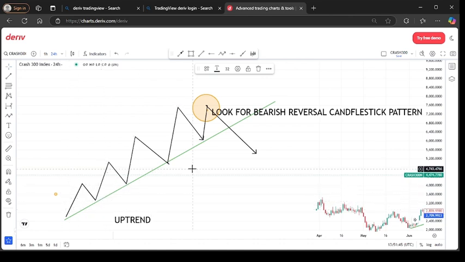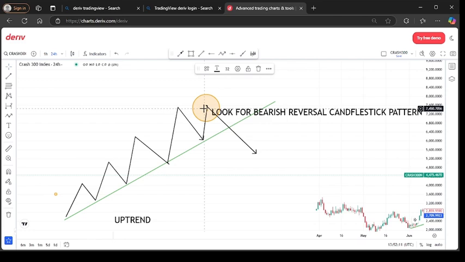So we want to see where price is likely going to break the trend line, where price is likely to violate or intersect with our trend line. As price is moving, as you can see, it's respecting our trend line. It bounces up, then it comes back to touch our trend line, then it bounces up, it comes back to touch our trend line, then it bounces up, it comes back to touch our trend line.